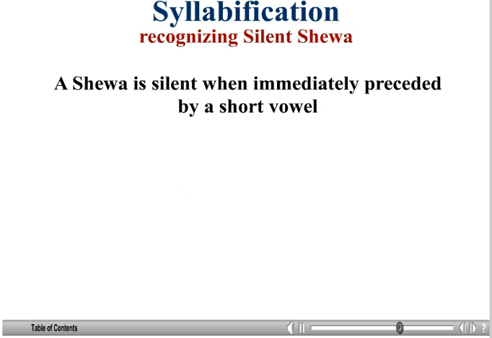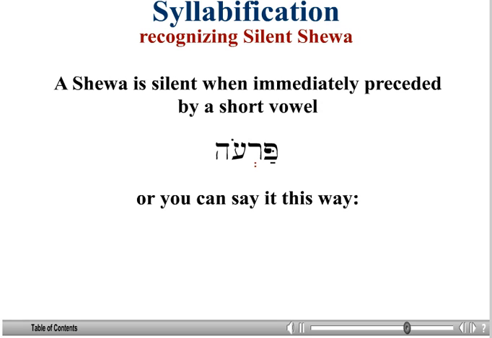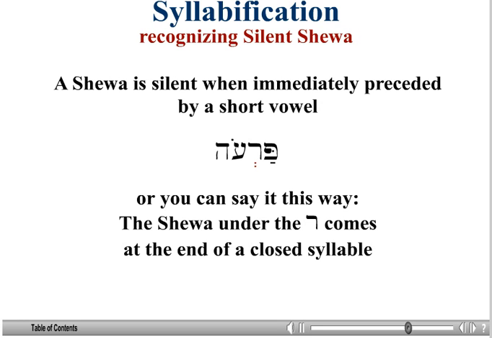Look at the first Hebrew example, paro. The shaah beneath the resh is immediately preceded by a short vowel, the vowel patha. That means that the shaah must be silent. Or you could say it this way. The shaah under the resh comes at the end of a closed syllable. The closed syllable ends with the consonant resh.